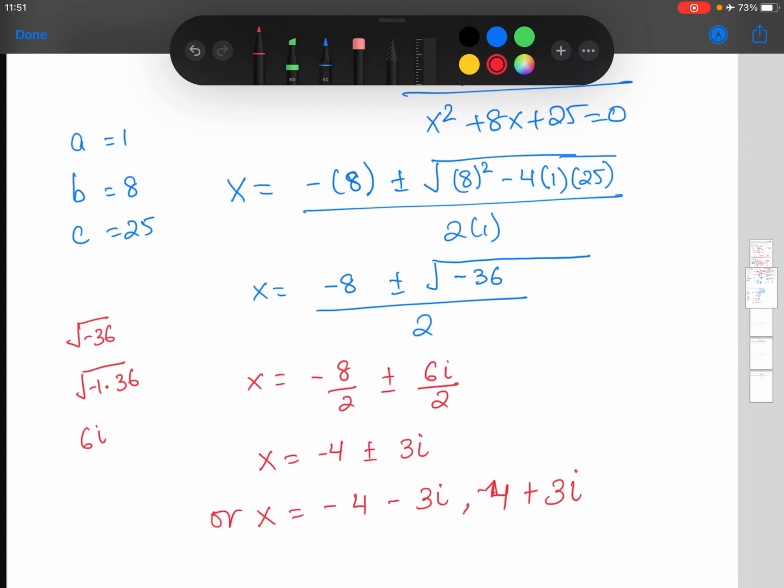So, again, let's sum it up real quick. Anytime you see solutions that have i in them when you're solving quadratics, it means they're complex solutions. It means they had no real roots. The graph did not touch the x-axis, and you can always solve them by the quadratic formula.